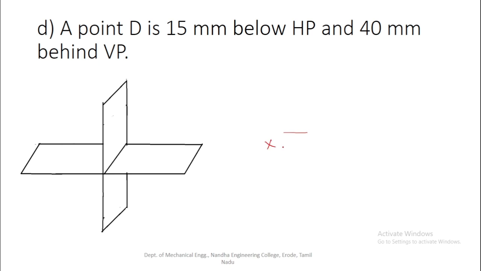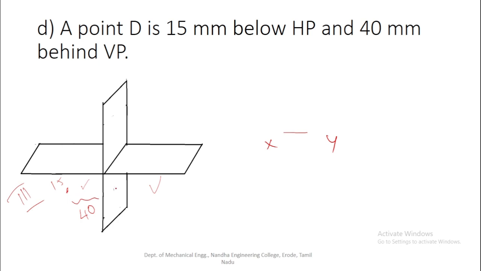So this is the XY reference axis. The point D is 15 mm below the HP, so it may be either in the fourth quadrant or the third quadrant. The other specification is that the location of this given point is 40 mm behind VP. So definitely the object is in the third quadrant. The point D is 15 mm below HP and 40 mm behind VP.